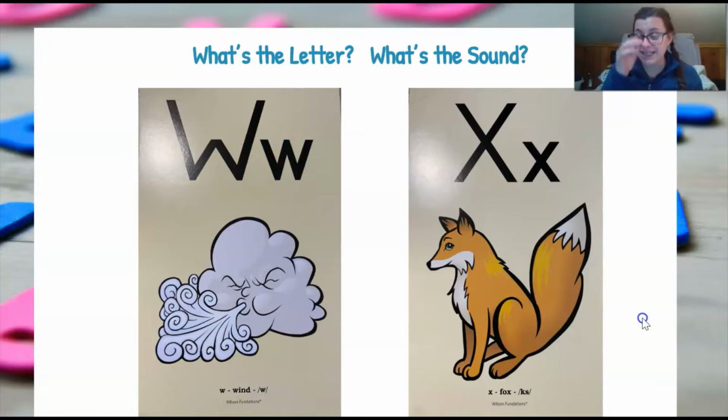Like I said, we are practicing uppercase W and uppercase X. We know that uppercase letters have the same sound as our lowercase letters. So when we look at an uppercase W, we know that letter is going to make the same sound, W, wind. We also know uppercase X is going to make the same sound as lowercase x, x, fox. We've learned that the letter X is mostly heard at the end of words, like in the word fox.